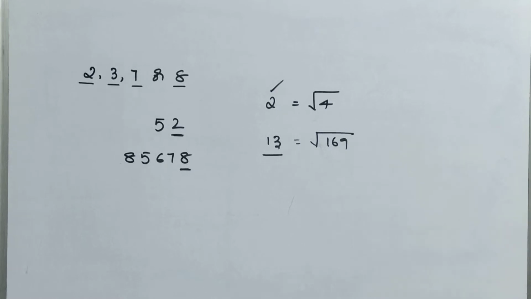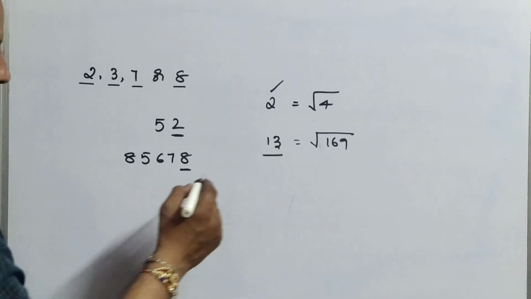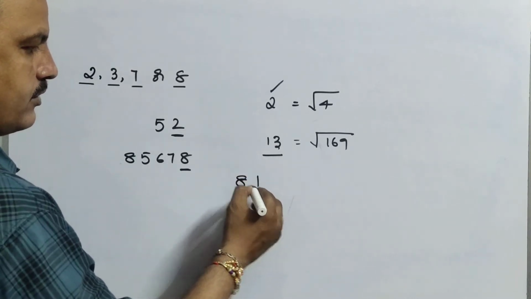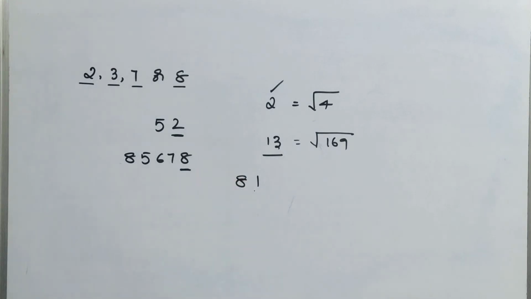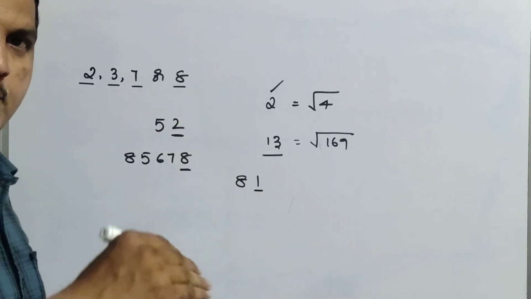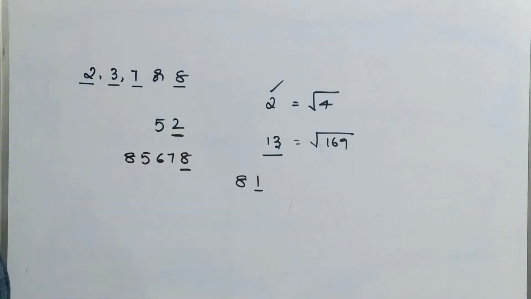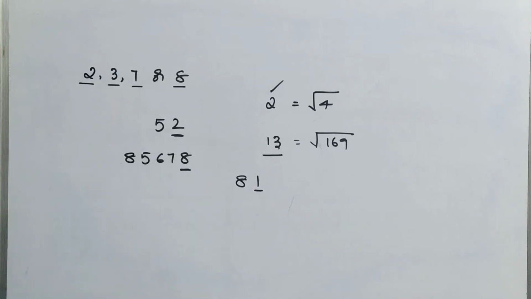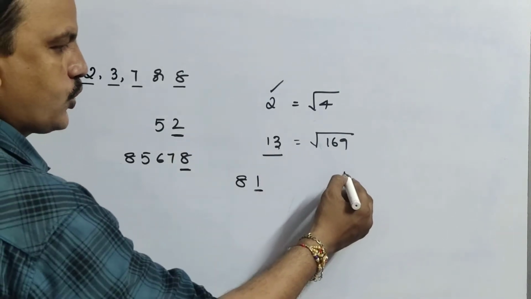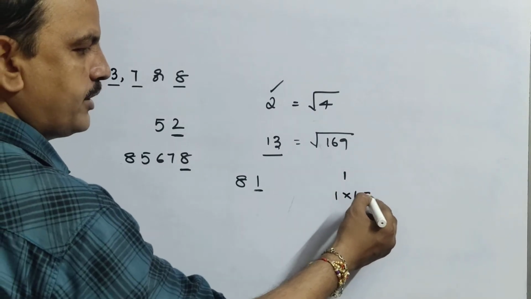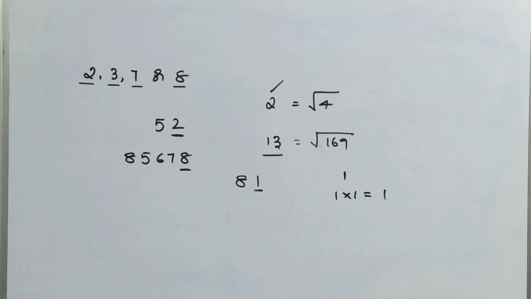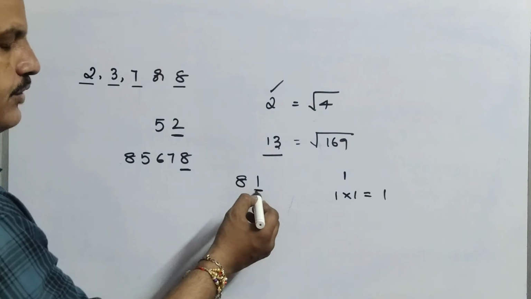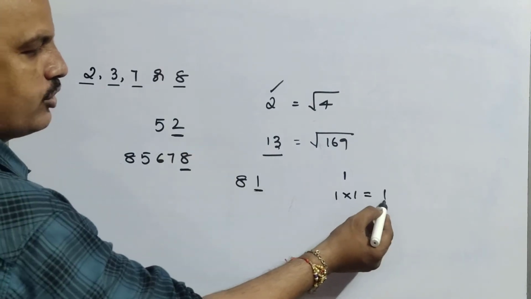Before starting the exercise, I would like to tell you one more important point here. Suppose the question is given as 1. What is the ones place, children? Here it is 1. If you square the units digit, that means multiply 1 into 1, that is 1. So if you do the square of the units digit, again you get 1.